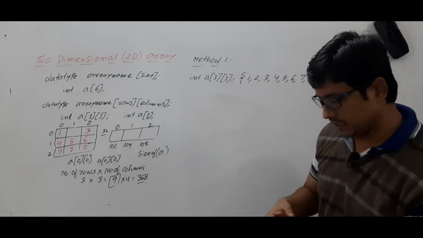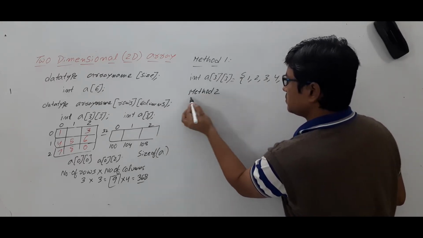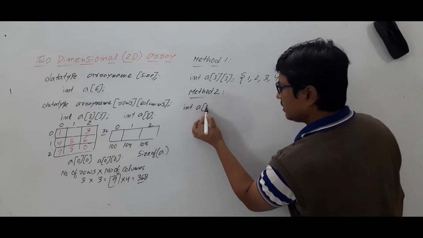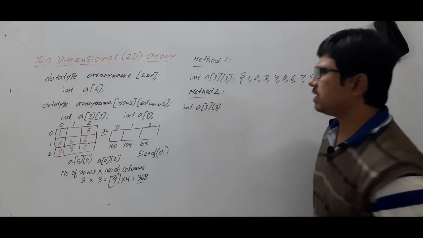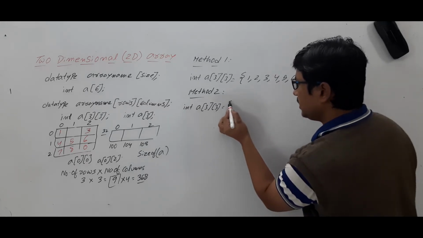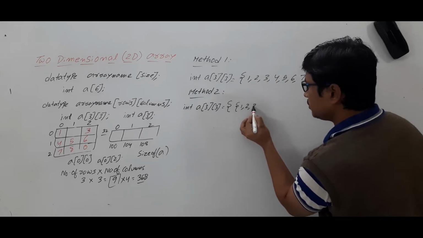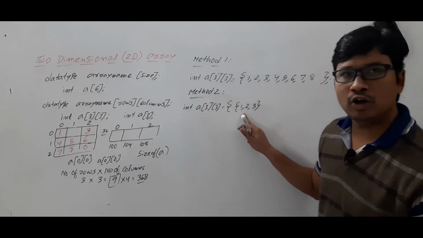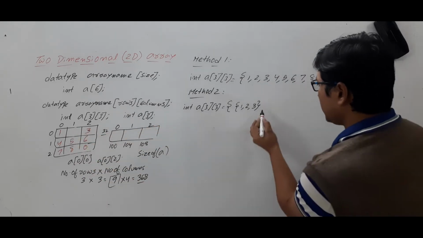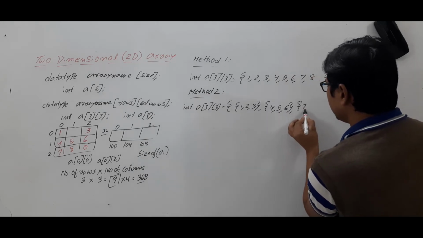Now let me discuss method 2. The declaration part will not change because you are specifying the data type, array name, number of rows and number of columns. Now here I will open the curly braces. I will specify 1 comma 2 comma 3. These elements belong to the first row, meaning the 0th index row. Then comma 4 5 6 comma 7 8 9.